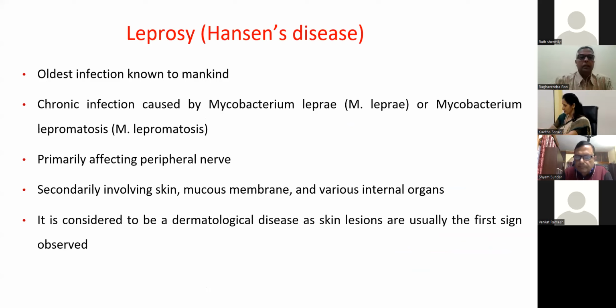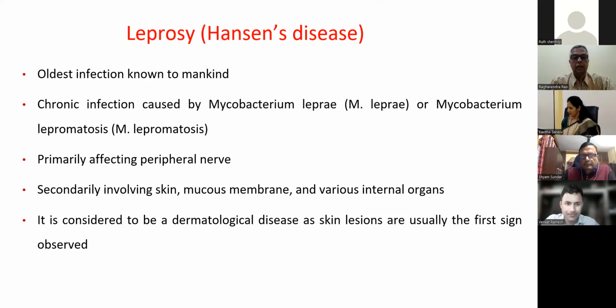So leprosy, or Hansen's disease, as Dr. Kavita rightly pointed out, is one of the oldest infections known to mankind. It's a chronic mycobacterial disease caused by Mycobacterium leprae or genetically related Mycobacterium lepromatosis. It primarily affects peripheral nerves. Secondarily, it can involve skin, mucous membrane, and various other internal organs. It is considered to be a dermatological disease because most of the time patients manifest with skin lesions for the first time.